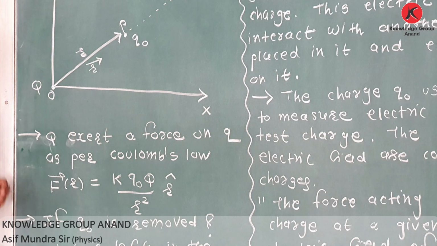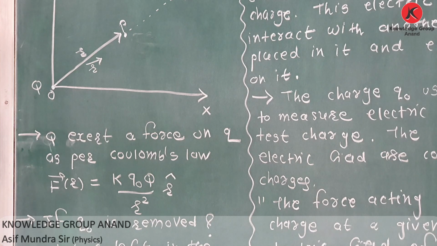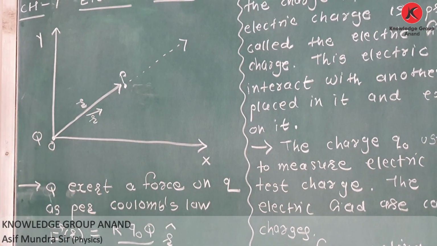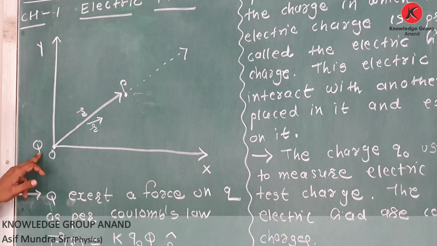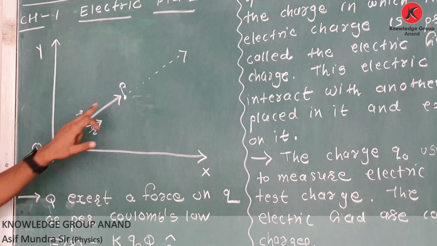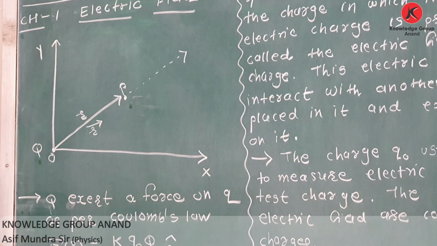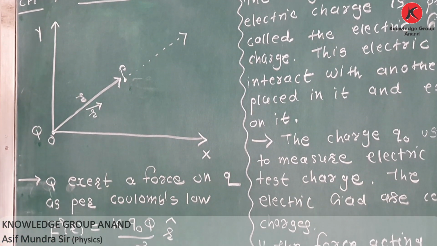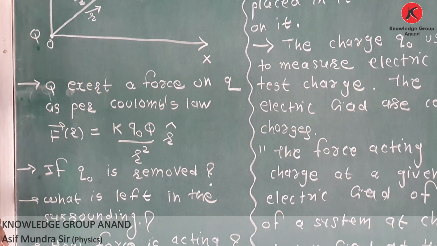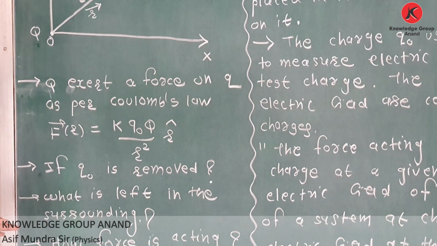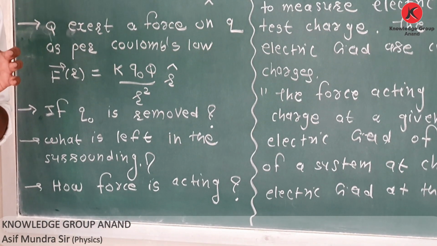The question is, if from this point P, I remove this charge q0, then what is left in the surrounding? If your answer is nothing, then how did the charge exert force on q0 if there is nothing left in the surrounding? Yes or no? If q0 is removed, what is left in the surrounding? If there is no effect in the surrounding, then how was force acting on charge q0?